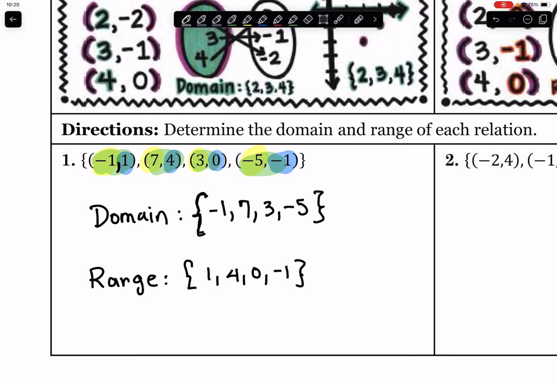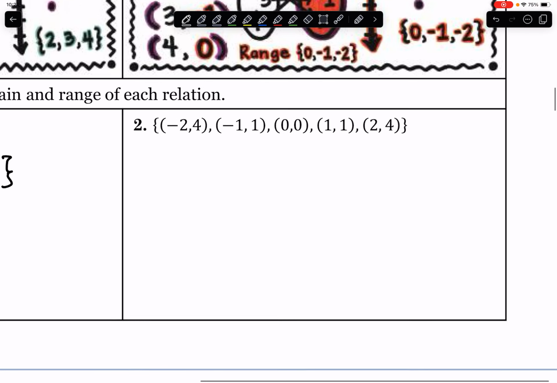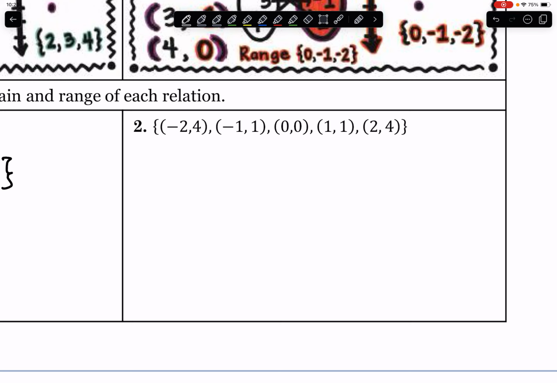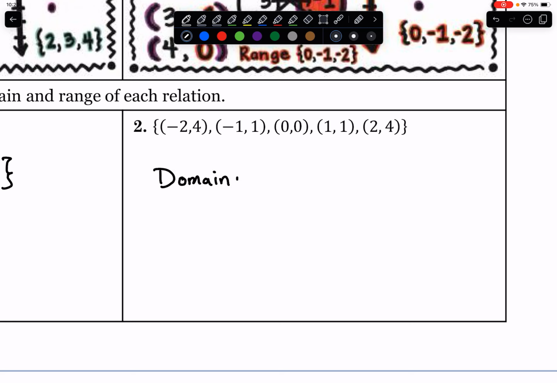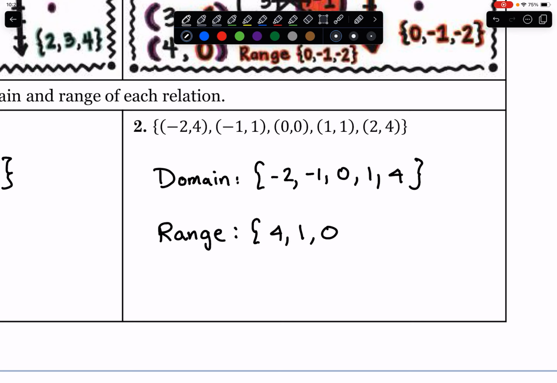So let's see how well you understood this. Pause the video and identify what your domain and range is for this second relation here. So let's check your work. The domain for this is going to be the list of -2, -1, 0, 1, and 4. And the range would be 4, 1, 0, the number 1 again, which is already on the list, and the number 4, which is also already on the list. So we'll just leave it like this. So this is going to be your range.